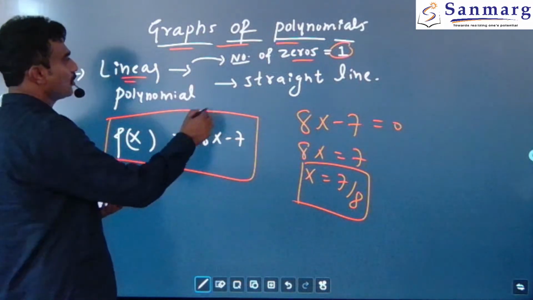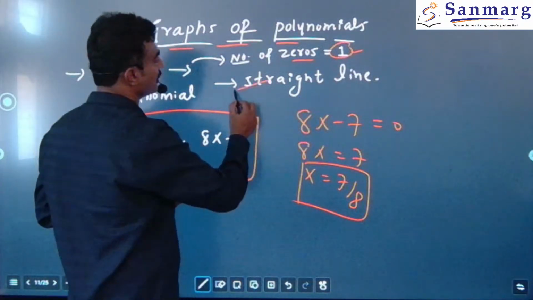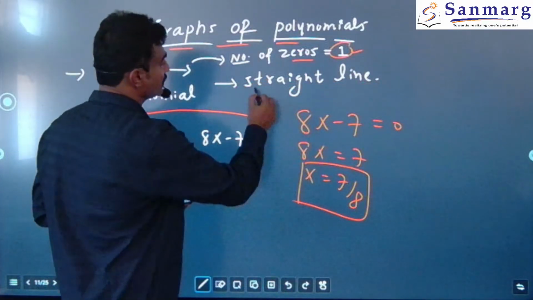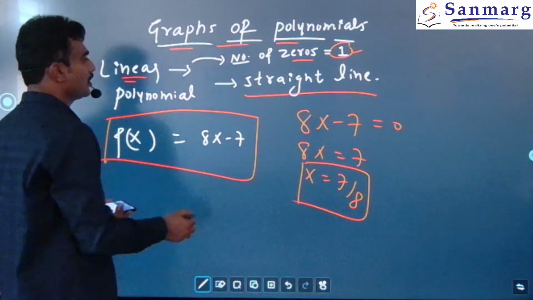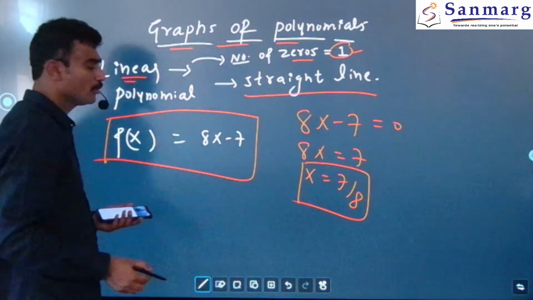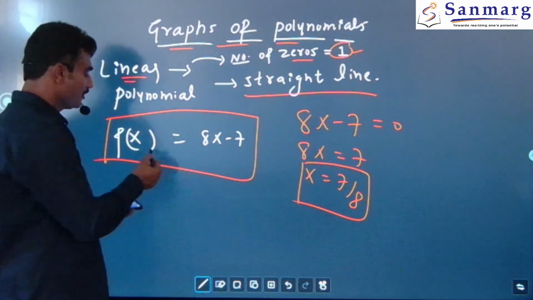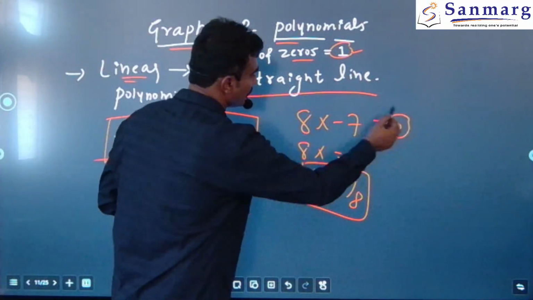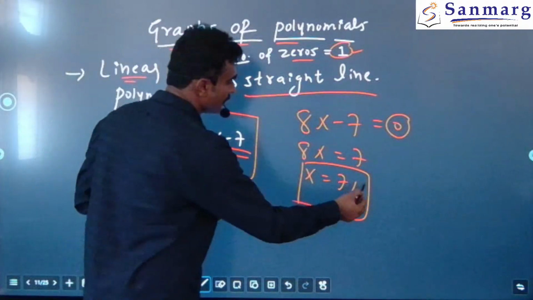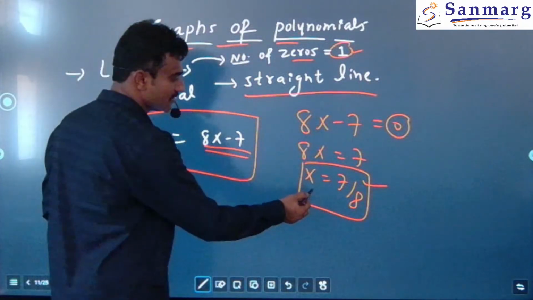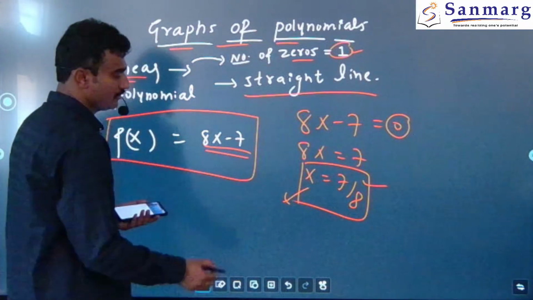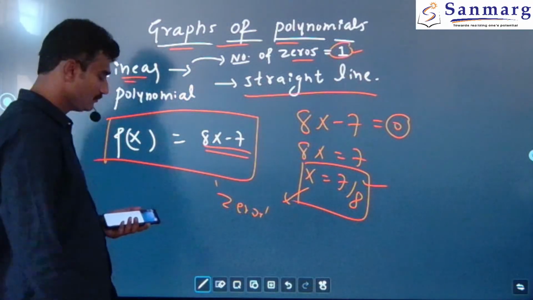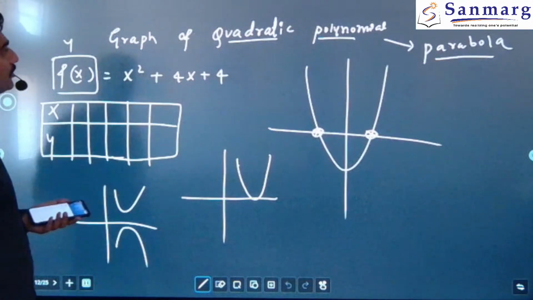Remember that for a linear polynomial, the number of zeros will always be 1 and the graph will always be a straight line. And how do you find the zeros? Simple. The given linear polynomial should be equated to 0. Then simplify, and you will get the value of x, which indicates the zero. The value of x indicates the zero. Okay, moving on to the next topic.